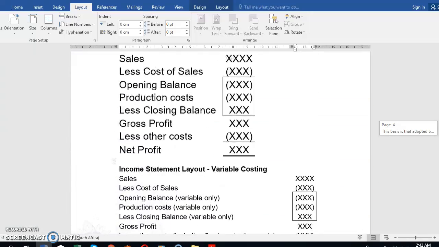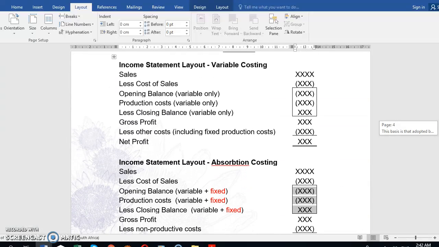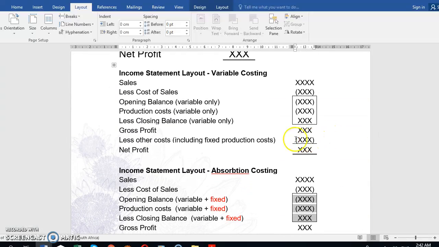To show you, the fixed manufacturing overheads, which is a period cost under variable costing, is included in full in the income statement. And likewise in absorption costing, here you have the fixed manufacturing overheads or fixed production costs. Again, it's included in full. Even though it's in this block, it's effectively included in full in the income statement.